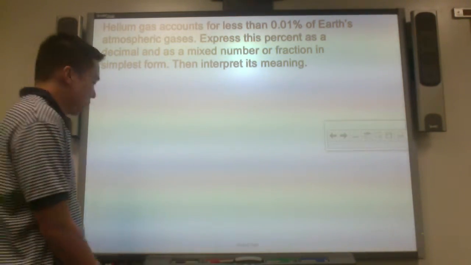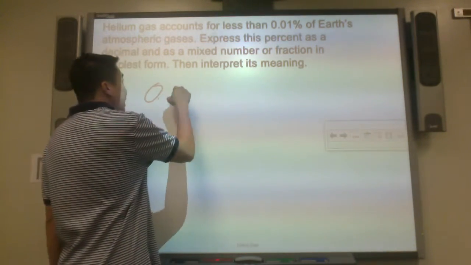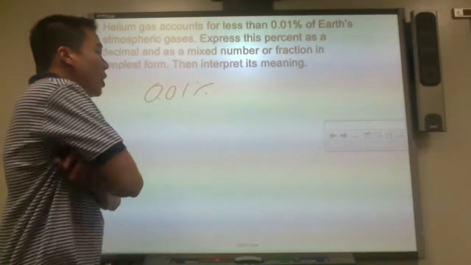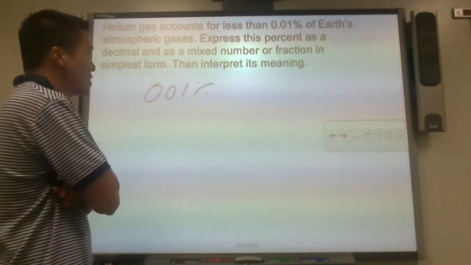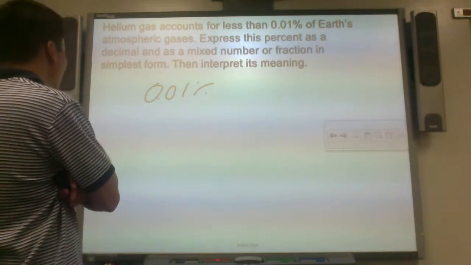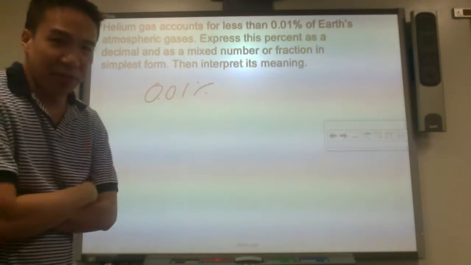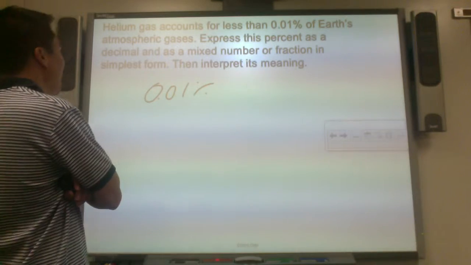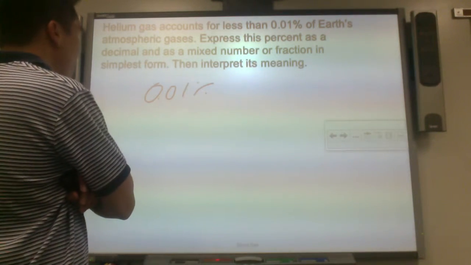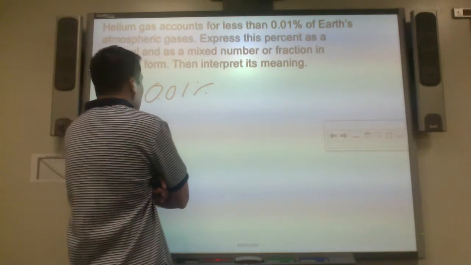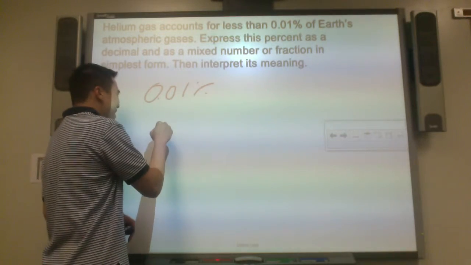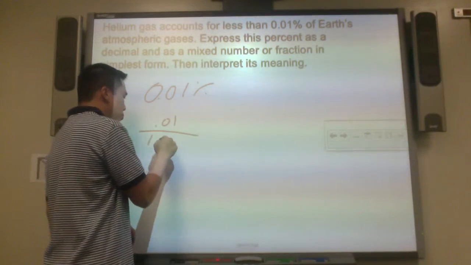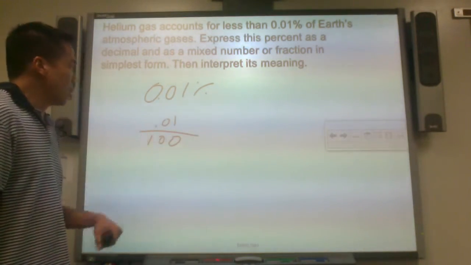So let's practice this. Helium accounts for 1/100th% of Earth's atmospheric gases. Express this percent as a decimal and as a mixed number or fraction in simplest form, then interpret its meaning. So how would you write this as a fraction? Well, it's per 100. So how can we say this?